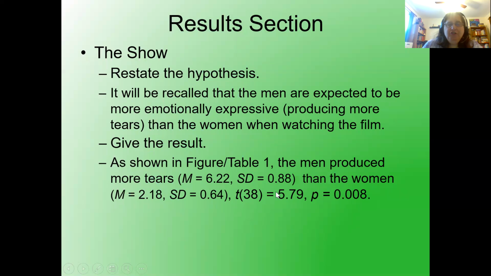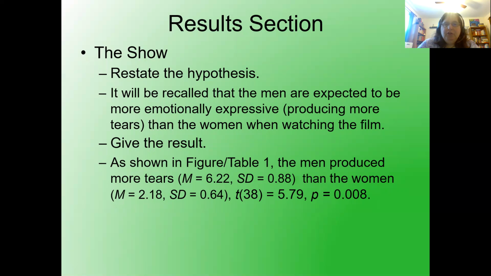Okay, so the actual t-score from the output was 5.79. So if you look and see the actual t value in your output, you would see 5.79. The degrees of freedom is 38. And the p-value in this case was 0.008. All right, so you always write t, kind of an italicized t, in parentheses, the df, equals the actual t value, comma, p equals your actual sig value.